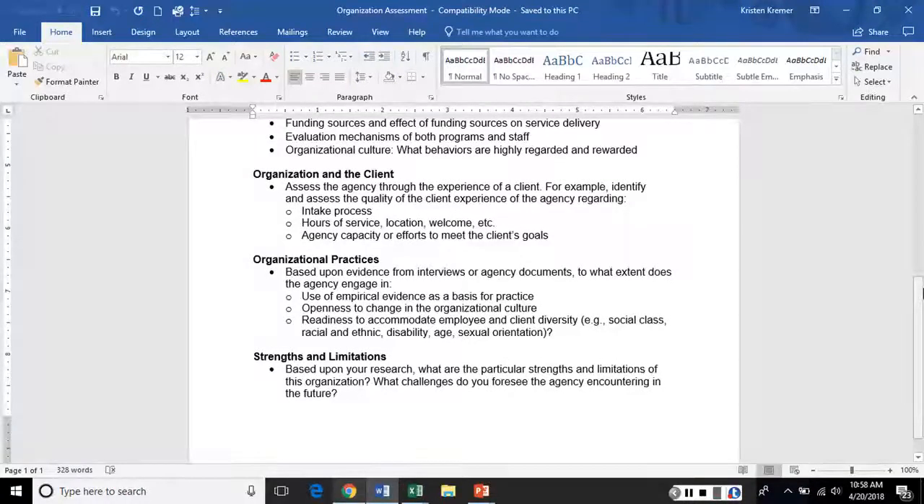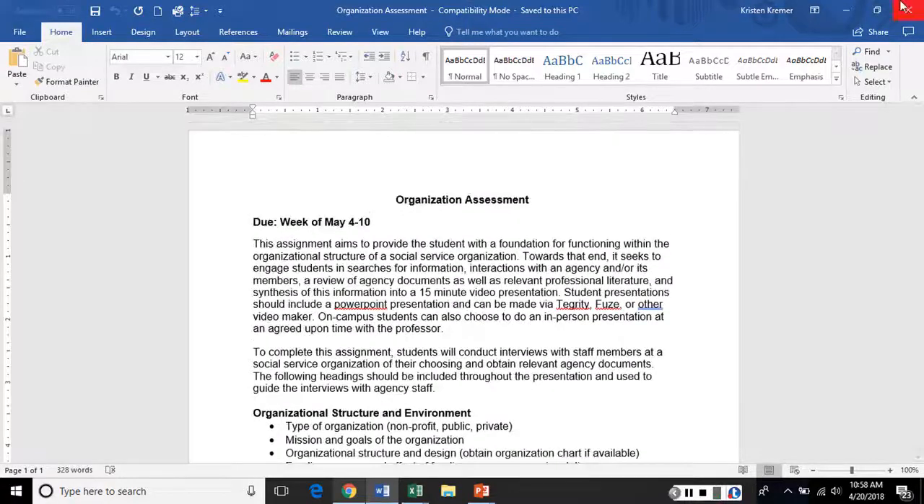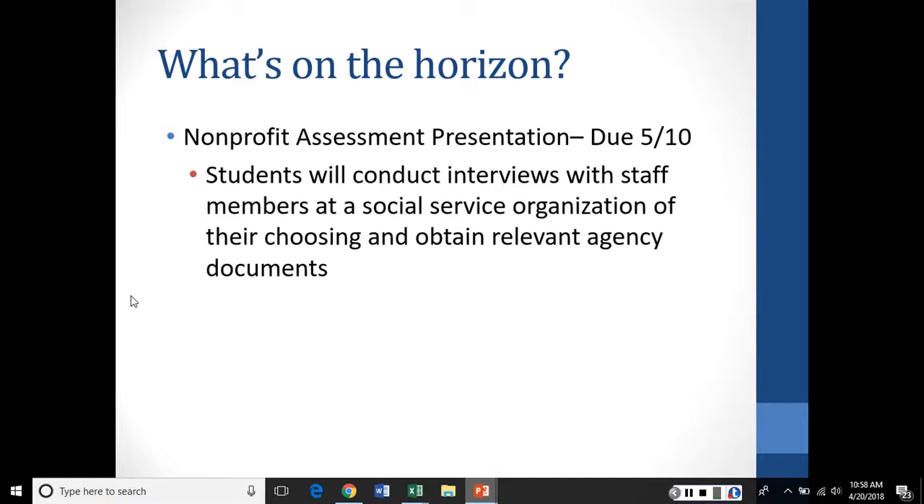And then I want a slide on the strengths of the organization and the limitations of the organization. Based on what we've talked about this semester, what are some specific recommendations you would give to this agency that they need to fix? What challenges do you foresee them encountering in the future? This is outlined on Blackboard. Look it up, read about it, and try to identify someone now.